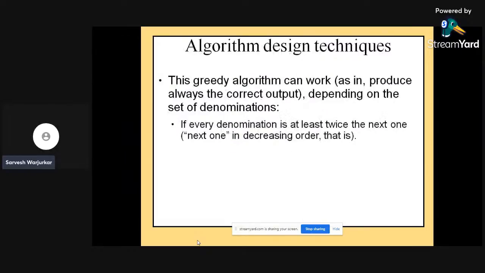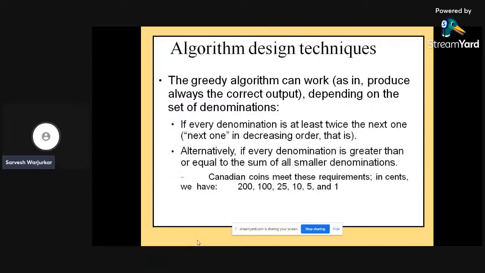That's it. In that case, this greedy algorithm can work depending upon the set of denominations. If every denomination is at least twice the next one in decreasing order, it works. Or you can simply choose any different value which gives you the maximum amount of rupees with the desired denominations.